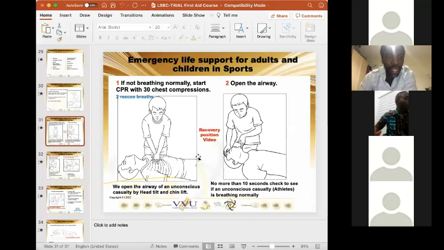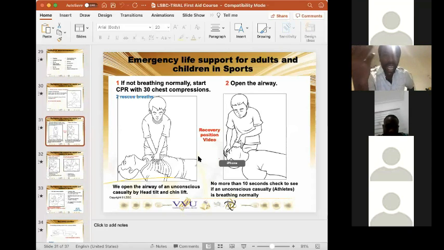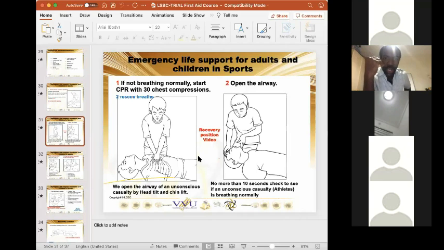One, if the casualty is not breathing normally, you can start your CPR with 30 chest compressions. Please remember, it's 30 chest compressions with CPR. Two, once you do the 30 chest compressions, remember to always open the airway of the athlete, the individual, or the casualty. So it's 30 chest compressions and 2 rescue breaths.